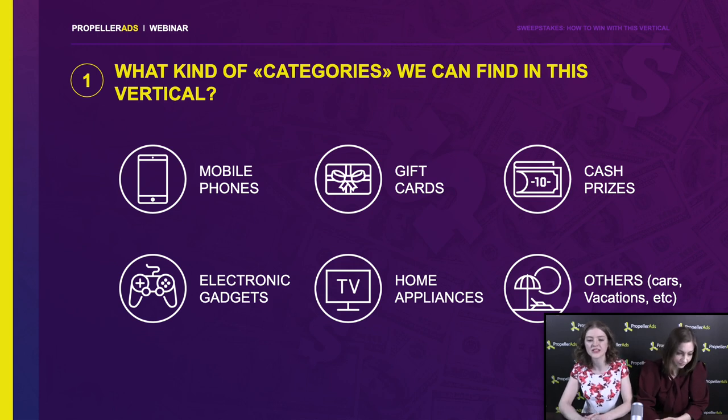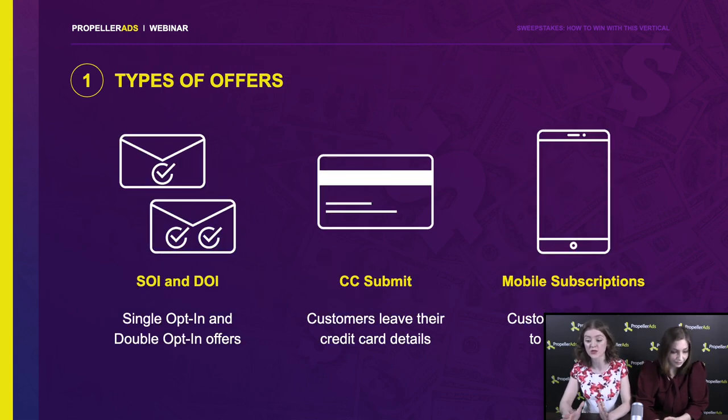Let's move on to the types of offers within this sweepstake vertical. So let us remind you that we will give you the basics, and it doesn't mean that all these categories are spread widely in PropellerAds, so we give you examples. The first category is SOI and DOI, which stand for single opt-in and double opt-in offers. The second category is credit card submit, and last but not least, mobile subscriptions. Let's look at them in more detail.